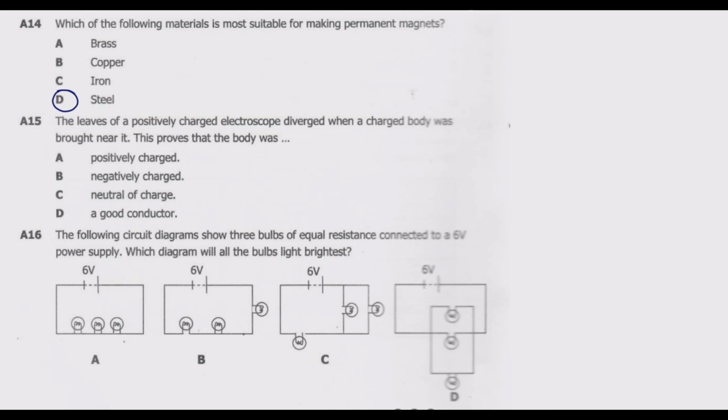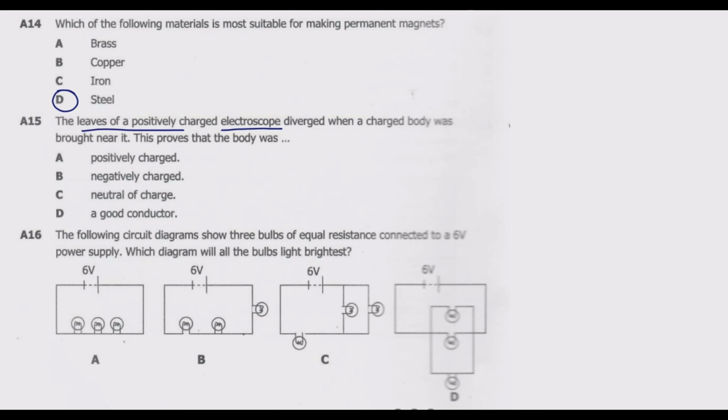Number 15. The leaves of a positively charged electroscope diverged when a charged body was brought near it. This proves that the body was... So we have positively charged leaves, then we bring the charged body, and the leaves diverge. They cannot diverge unless there is a repulsion, and repulsion only occurs if we have the same charge.